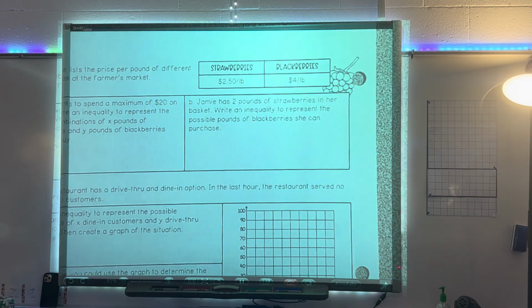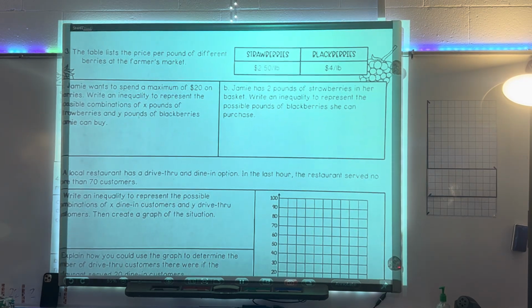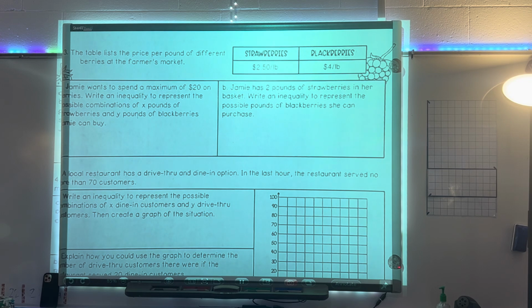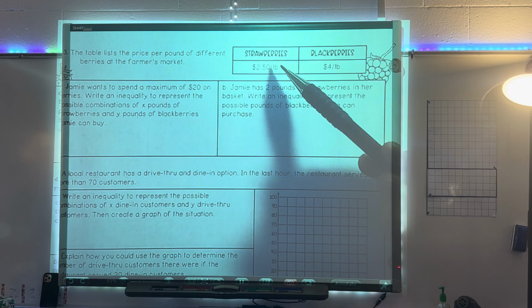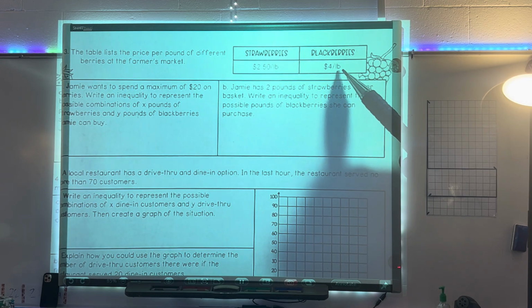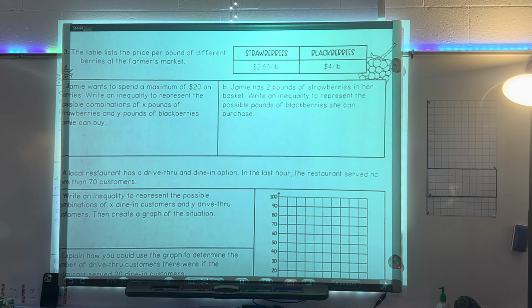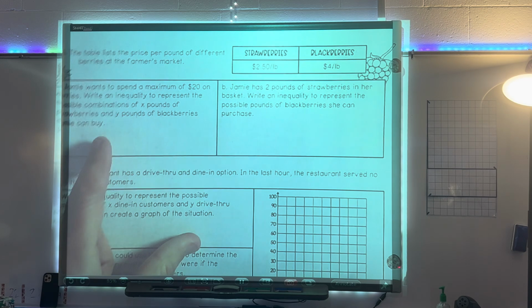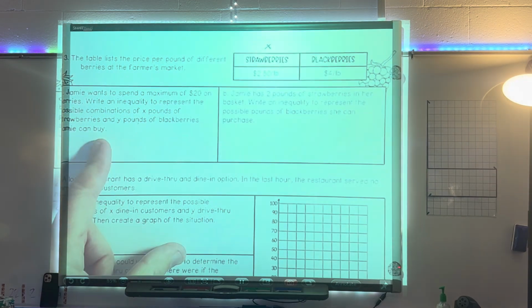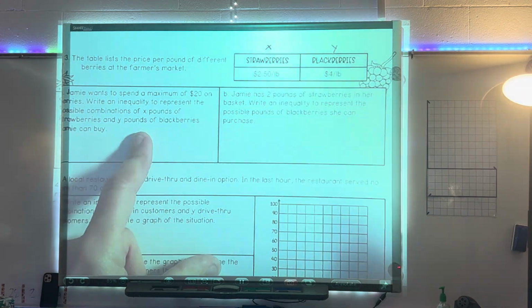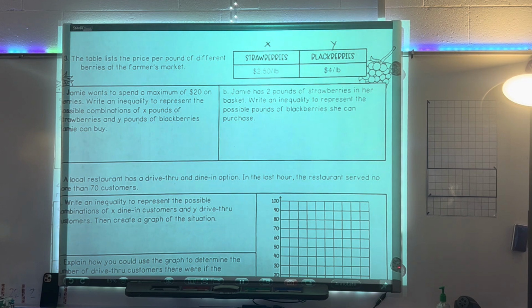Alright, so go to the back. And it says, the table lists the price per pound of different berries at a farmer's market. So I've got strawberries are $2.50 a pound, blackberries are $4 a pound. Jamie wants to spend a maximum of $20 on the berries. Write an inequality to represent the possible combination of X pounds of strawberries, so I'm gonna put an X up there, and Y pounds of blackberries, which is how I would have done it anyway because strawberries was listed first.